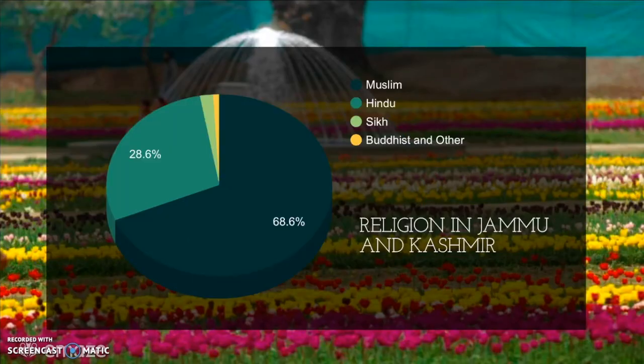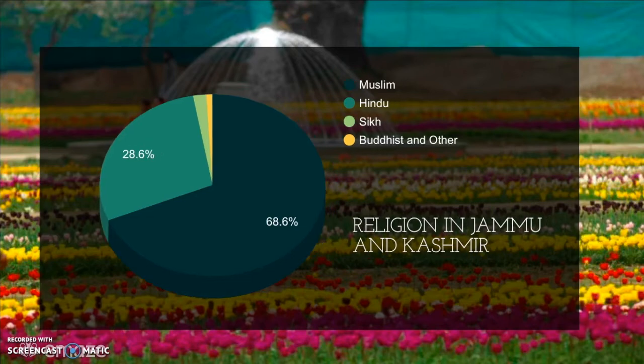This is a representation of the religions in Kashmir. Around 70% are Muslim, 30% are Hindu, and there's a very small percentage of Sikh and Buddhism.